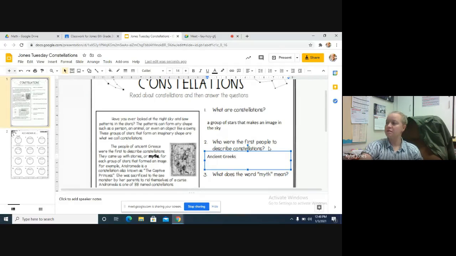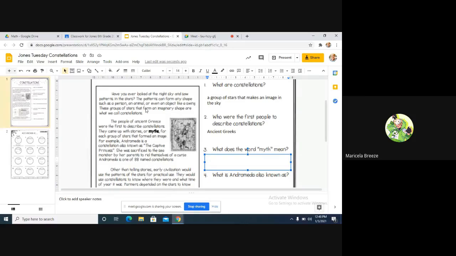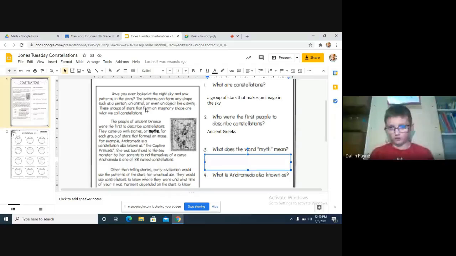Perfect. Let's scroll down just a little bit. Number three, it does say it in the second paragraph, but what does the word myth mean? Stories. They're stories that are not true.